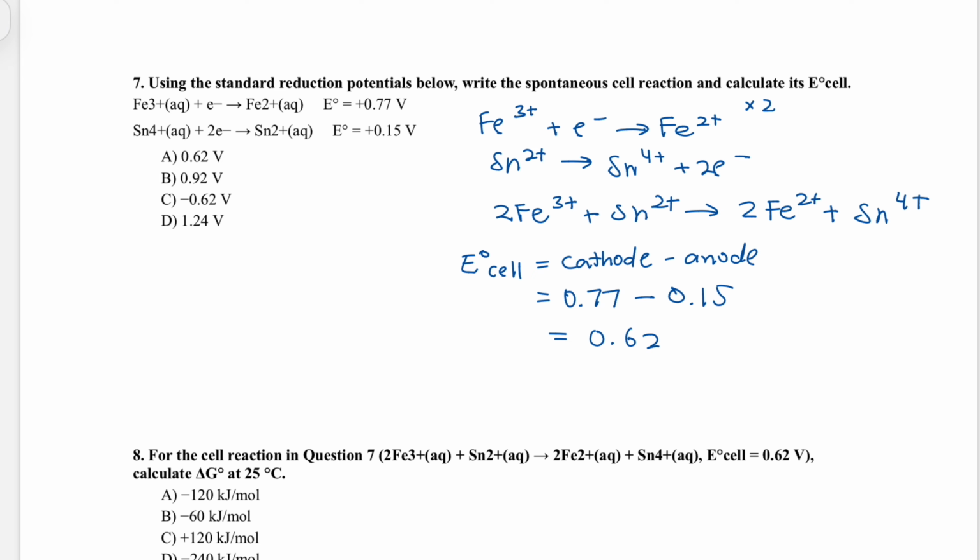And just as a side note, although we did multiply this equation by 2 and we flipped the other equation, we don't have to change the values of reduction potential because it is an intensive property. So it's not like when we did those Hess's law problems and we had to change a bunch of values before adding them. This is an intensive property, meaning it doesn't matter how much we have, or if you flip the equation, it's going to be the same. So that's nice. It keeps it simple. So this is option A.